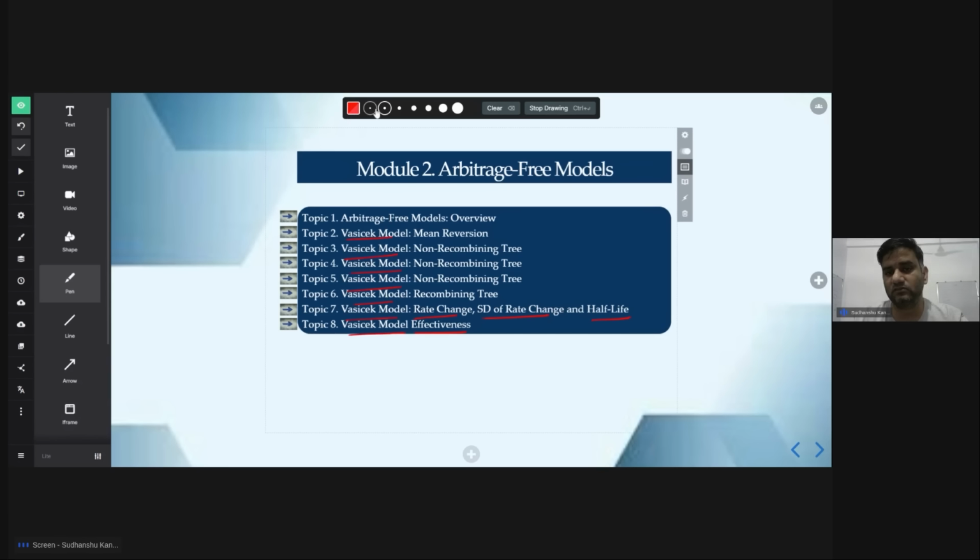There are three versions of Vasicek which we are looking at. We are looking at non-recombining trees, then at the recombining tree, and then at the rate change, and so on.